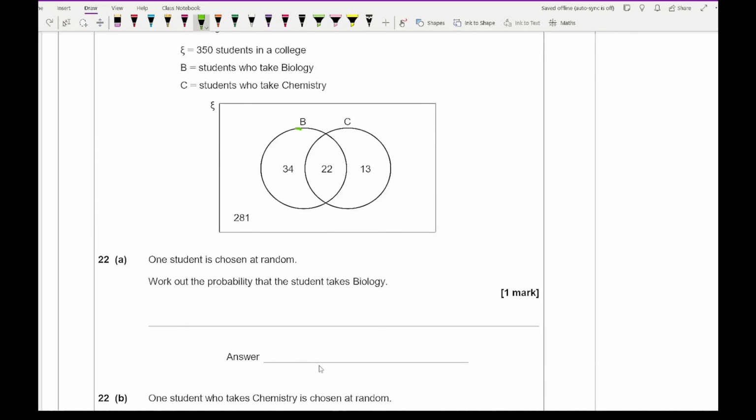So we're looking at all the students, so out of the 350, how many study biology? Well, it's going to be 34 plus 22, which is 56 over 350, which simplifies to 4 over 25. I can give any of these answers because the question doesn't actually ask me to simplify the fraction.